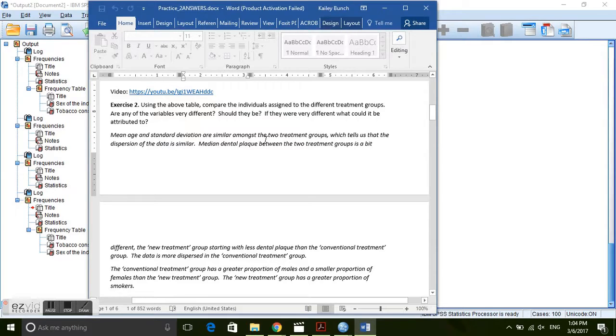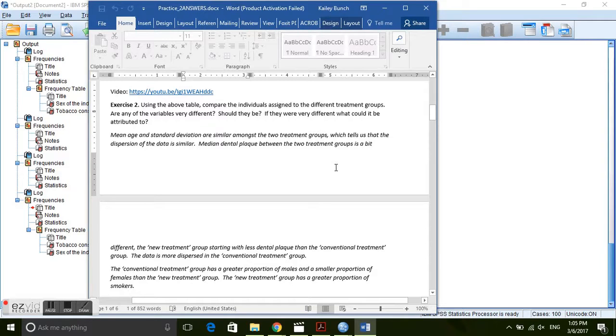And then exercise 2 asks, using the table, compare the individuals assigned to the different treatment groups. Are any of the variables very different? Should they be? If they were very different, what could it be attributed to? So I've written the mean age and standard deviation are similar amongst the two treatment groups, which tells us that the dispersion of the data is similar.